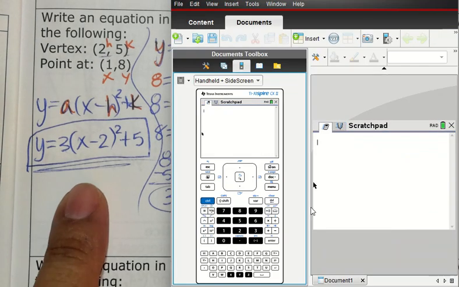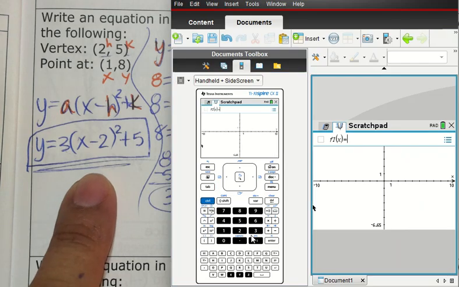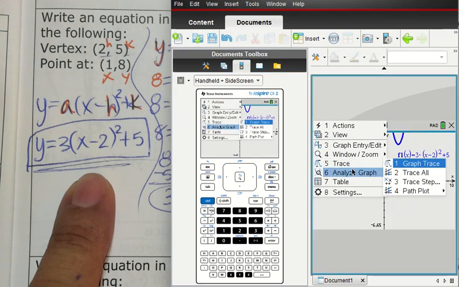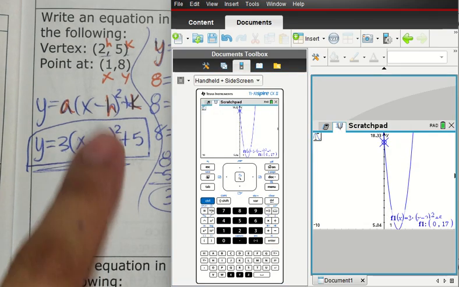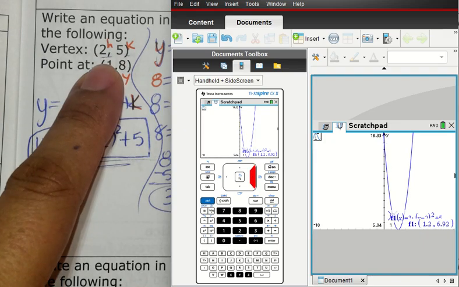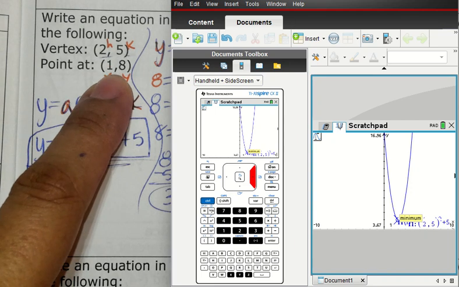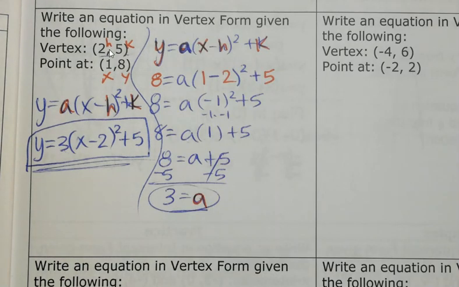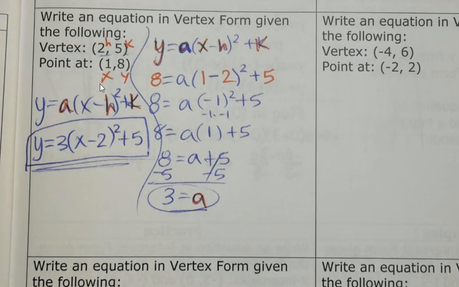I'm just going to show you this example. So if I graph 3 parentheses x minus 2 squared plus 5, I'm going to trace it. And I'm going to check that the point (1, 8) is there. So if I keep going to the right, I can check that the minimum is at x = 2. If I cannot get the exact number, I can always type 1, enter, and it goes to 8. So that confirms that this equation creates a graph that has those 2 points.